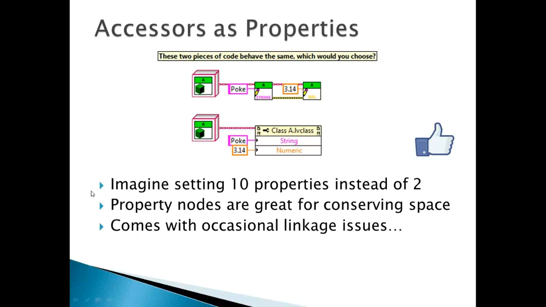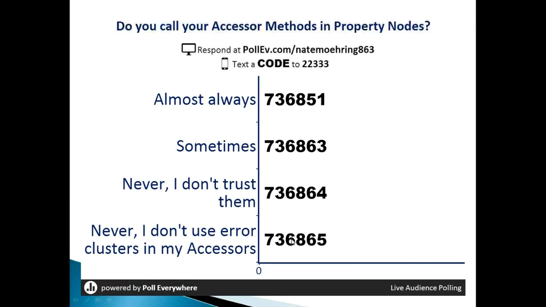Let's move ahead. We're not getting through this fast enough. Comments are good, I'm sorry, I shouldn't say that. But anyway, I was going to say that there's a downside of using property nodes, that sometimes you have to relink them for whatever reason. So the question here is, do you call accessor methods through property nodes? I know Jack Dunaway put a pretty strong post out there saying, no, never do that.